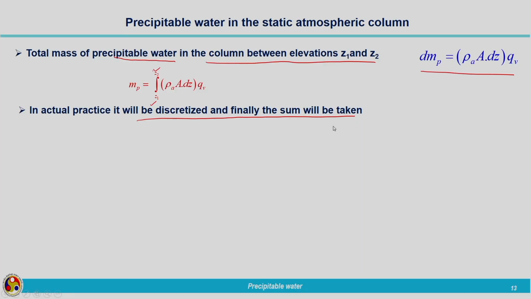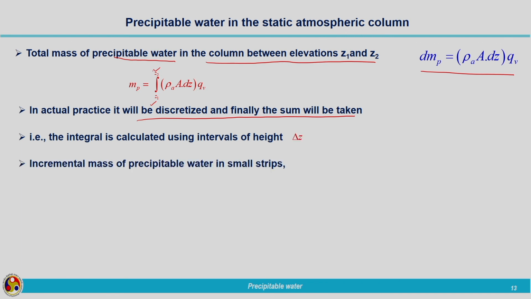So, for simplicity, we will be discretizing, and finally all these discretized values will be added up to get the total quantity of moisture present in the atmospheric column. The integral is calculated using intervals of height delta Z. The incremental mass of precipitable water in the strips can be obtained as, instead of MP, it has changed to delta MP. Delta MP can be calculated by QV bar rho A bar delta Z.